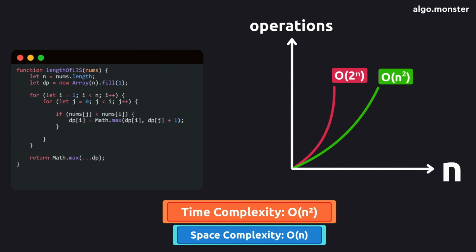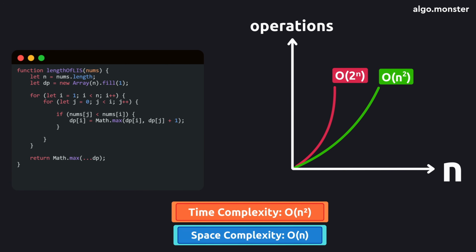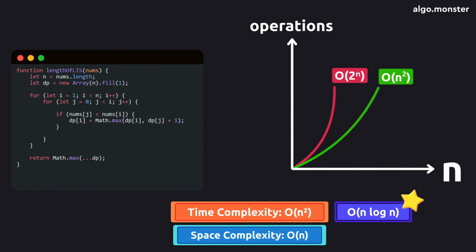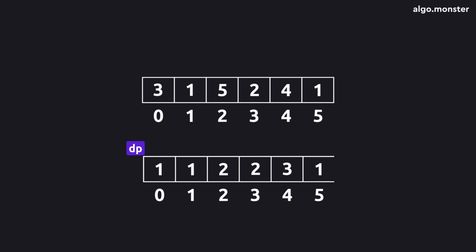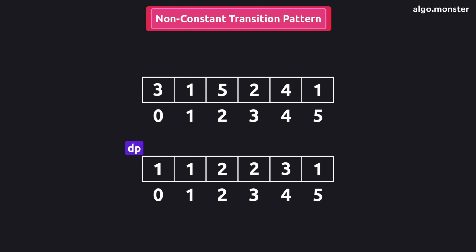Quadratic complexity is okay, but for very long arrays, we'd like something faster. And there is a way. You can solve this in O of n log n using binary search, but that's a completely different technique that goes beyond DP patterns. Let's highlight the signs of the non-constant transition pattern.